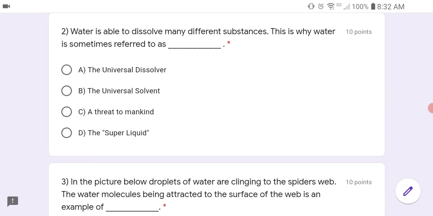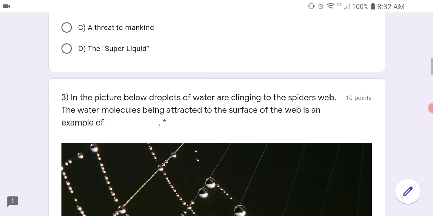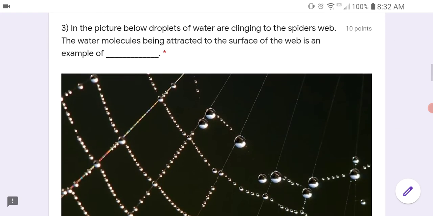Water is able to dissolve many different substances. This is why water is sometimes referred to as A. The universal dissolver, B. The universal solvent, C. A threat to mankind, D. The superliquid. Number 3. In the picture below, droplets of water are clinging to the spider's web.